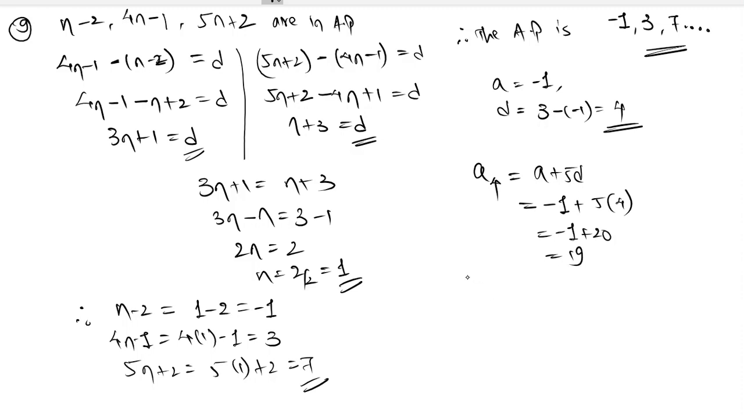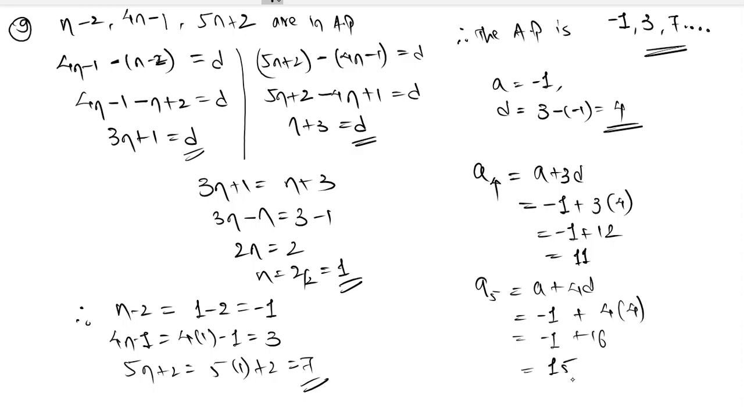And is it correct? No, no, wait. I made a mistake. Fourth term is a plus 3d. So minus 1 plus 12, that is 11, right? And what will be the fifth term? Fifth term will be a plus 4d, that is minus 1 plus 4 bracket 4, minus 1 plus 16, that is 15. So the fourth term is 11 and the fifth term is 15.